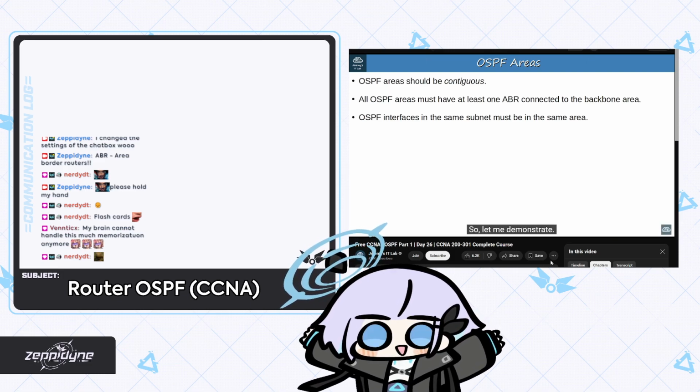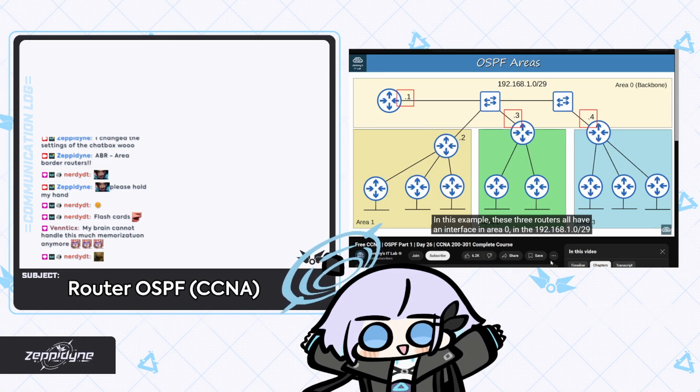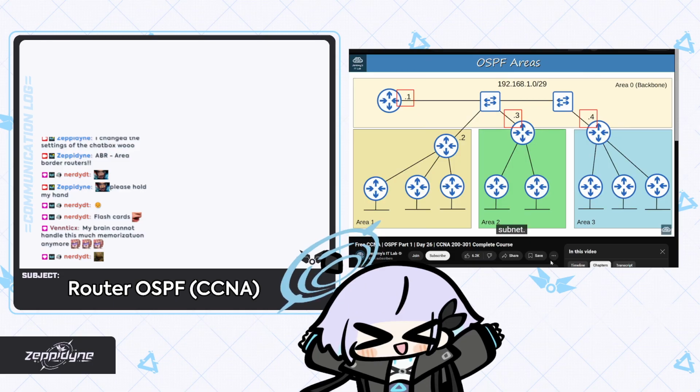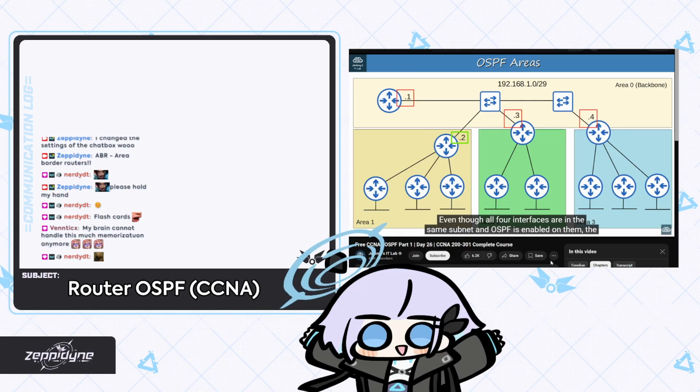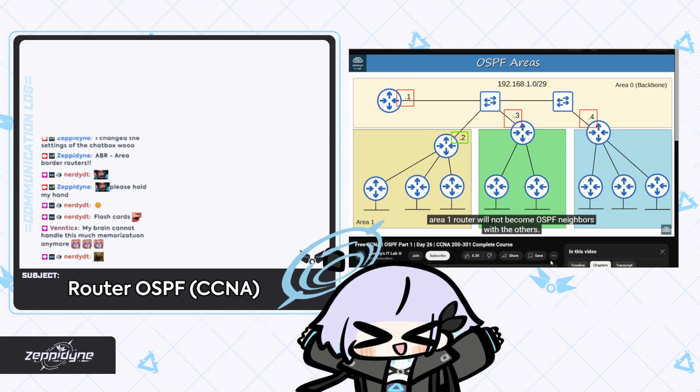So let me demonstrate. In this example, these three routers all have an interface in Area 0 in the 192.168.1.0/29 subnet. This router also has an interface in the 192.168.1.0/29 subnet, but the interface is in Area 1, not Area 0. Even though all four interfaces are in the same subnet and OSPF is enabled on them, the Area 1 router will not become OSPF neighbors with the others.